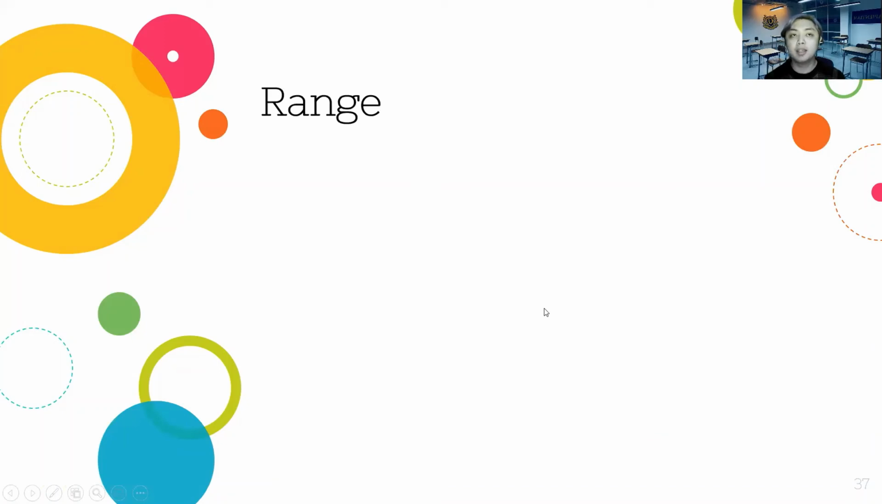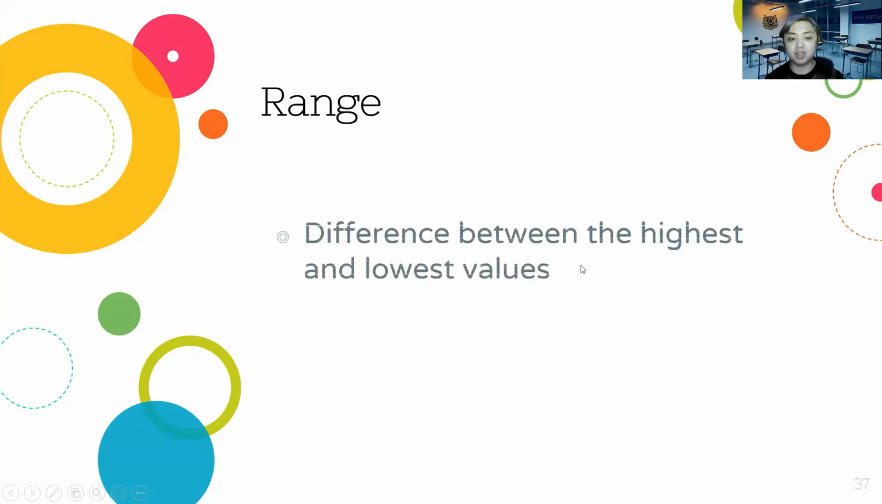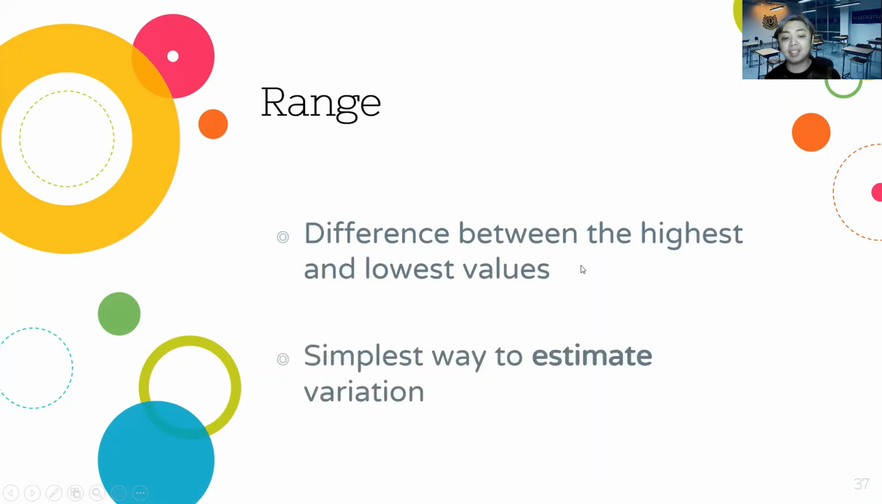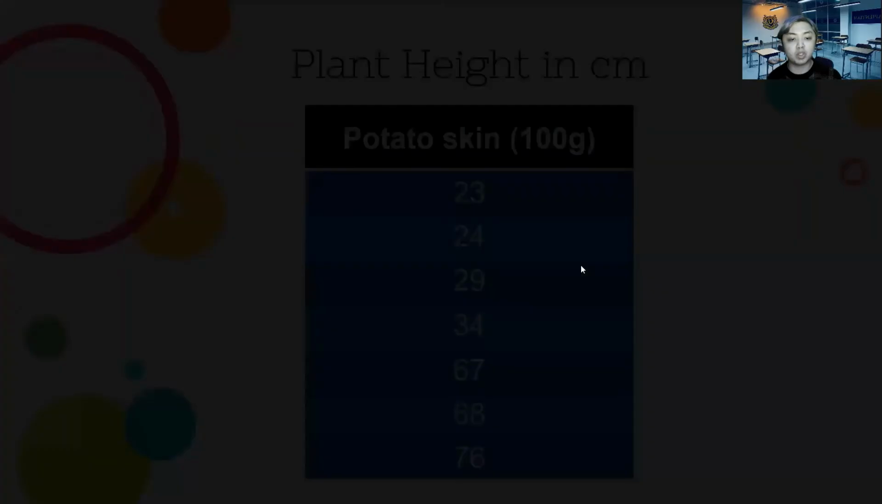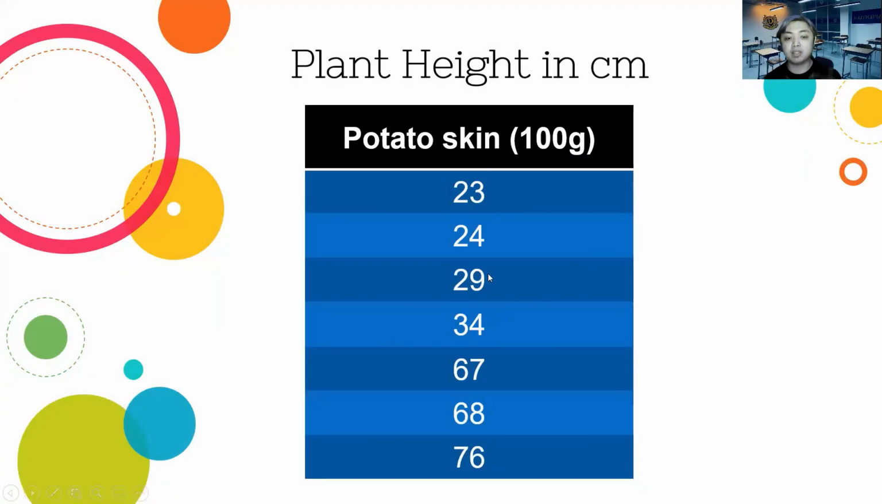For the deviation of measurement, one thing that we can get is the range. This is the difference between the highest and the lowest value, and this is the simplest way to estimate variation. So for example, you have this data. 23 is the smallest value that you gathered. You simply subtract it from the highest value, which is 76, and that is the range. Of all the data about variation, this is the least reliable.